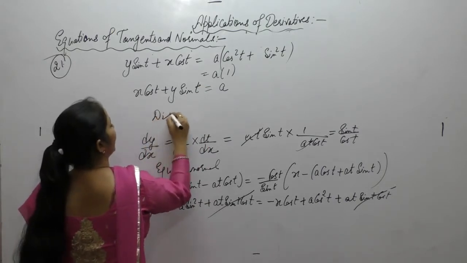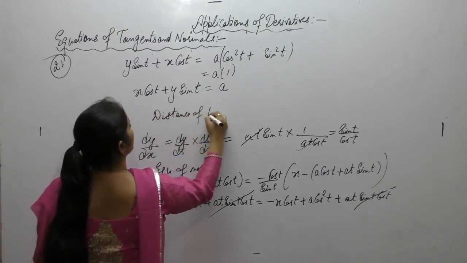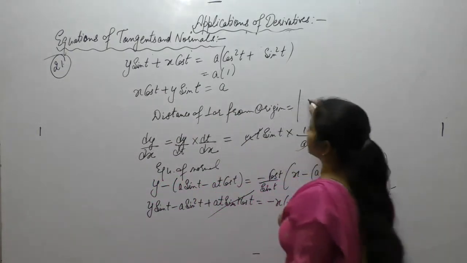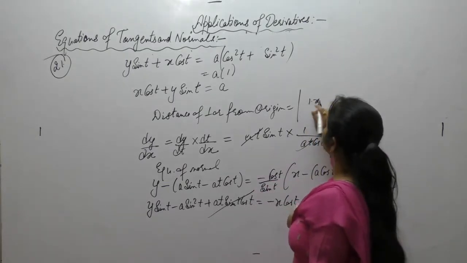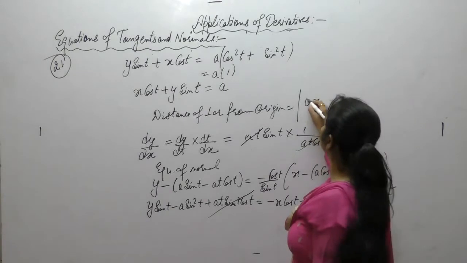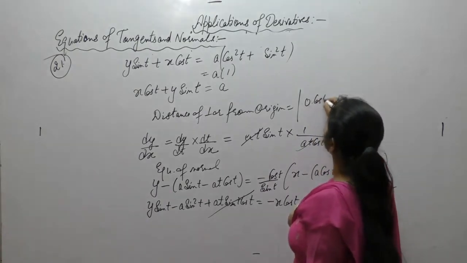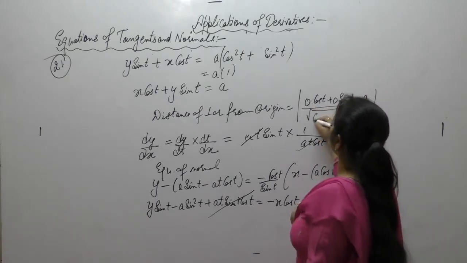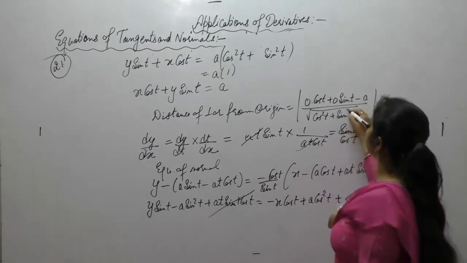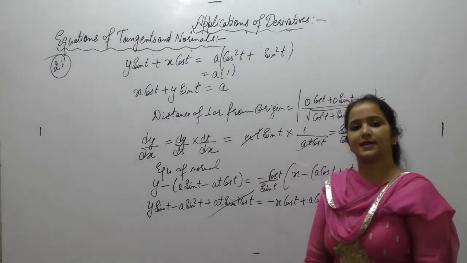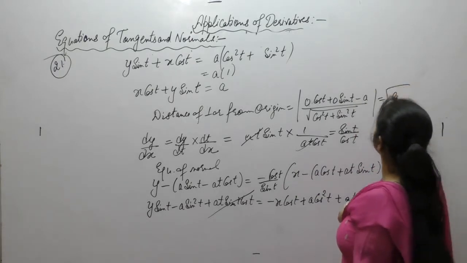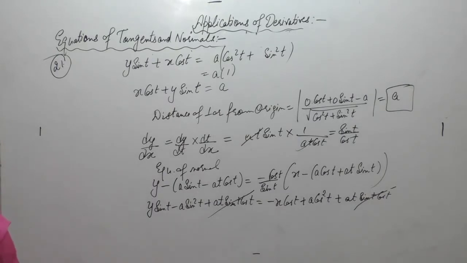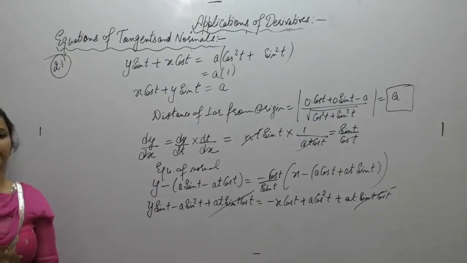Now distance of perpendicular from origin. That is equals to a x1 plus b y1 plus c upon square root of a square plus b square. From origin, therefore 0 into x cos t plus 0 into sin t minus a upon square root of cos square plus sin square. Cos square plus sin square is 1, so modulus of minus a is a. This is what we want to prove. Note it down.